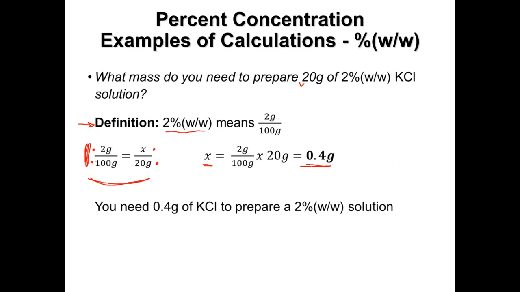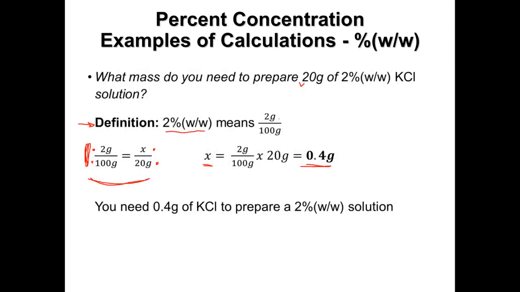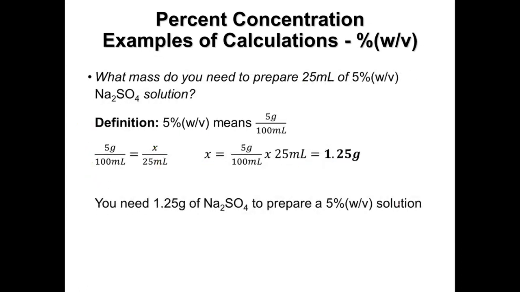Now the same reasoning applies to the other percentages, but let's go through the other example. Second example, percentage weight over volume. Assume that you have to prepare 25 milliliters of a 5% weight over volume solution, whatever compound you need. What mass of solute would you need based on this?